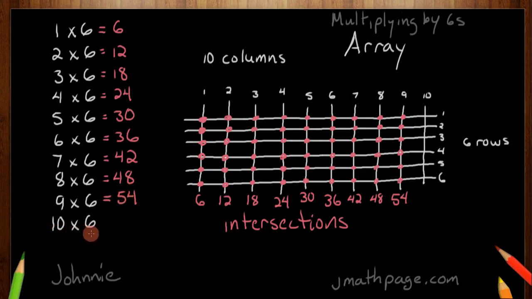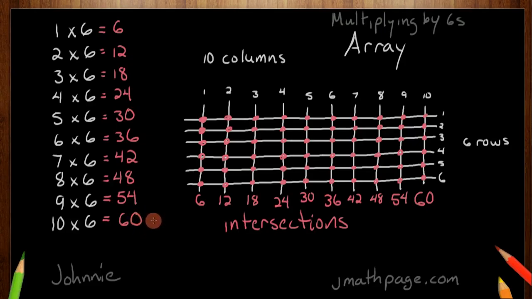What about the last one? 10 times 6, 10 columns, 6 rows. Let's add on. Okay, I'm marking all the intersections. We had 54 before. Let's count on. 54, 55, 56, 57, 58, 59, 60. All right. And if we look here, we see that 10 columns and 6 rows give us 60 intersections. It's quite a lot. 10 times 6 gives us 60 intersections.